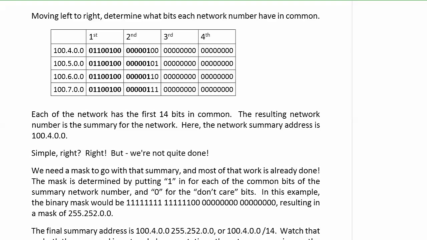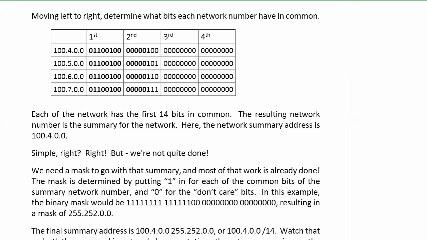That's really the most common error when people get started with route summarization. You're going all the way left to right until they no longer have a bit in common. It doesn't matter if it's a 1 or a 0. So we can see that each one of these networks has the first 14 bits in common, because the 15th bit is 0 in these 2 networks and it's 1 in these 2 networks.